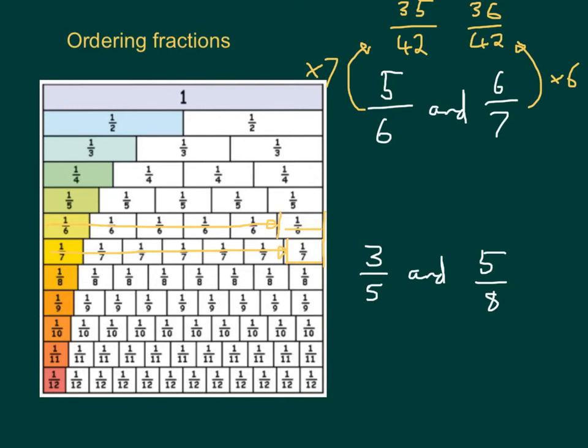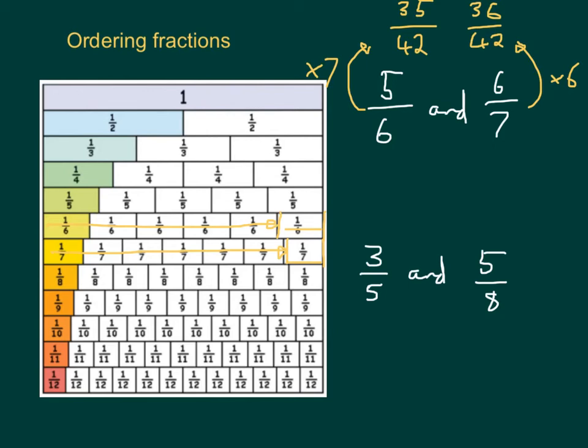Now, I can make both fractions out of 42 to check the size, because 6 and 7 both go into 42. I'd have to multiply 5/6, the top and the bottom, by 7 to get 35 out of 42, whereas 6/7 I'd have to multiply the top and the bottom by 6 to make it out of 42. And I can see then that 35 out of 42 is smaller than 36 out of 42.